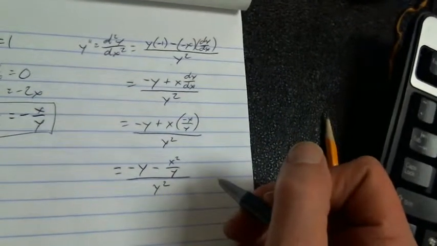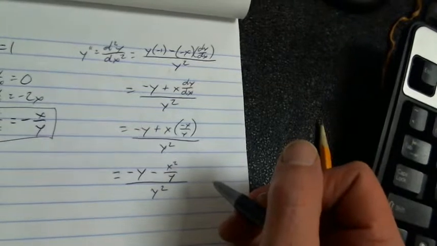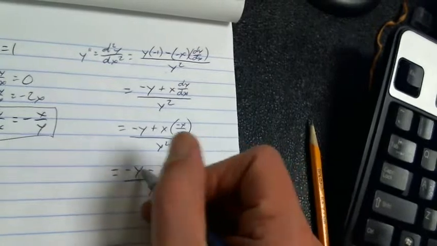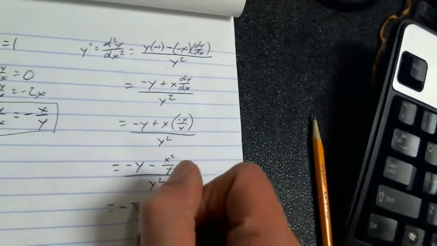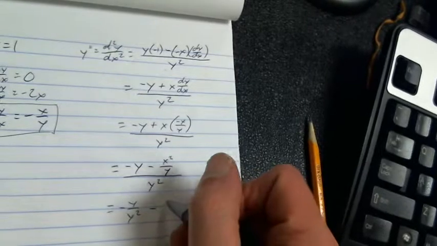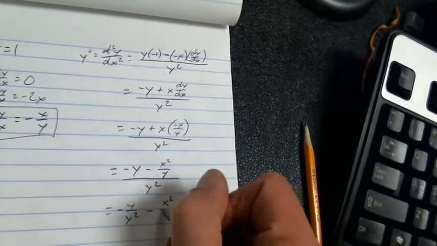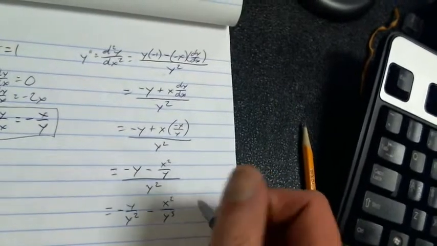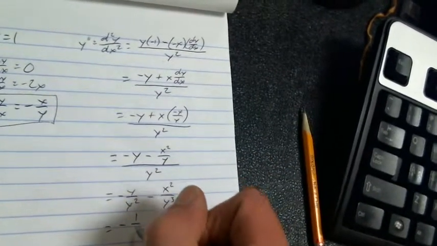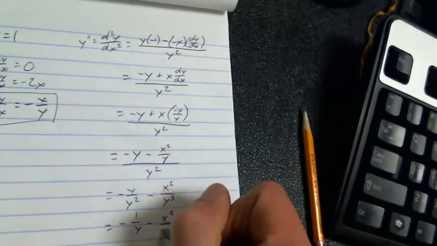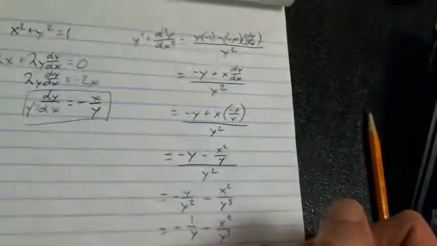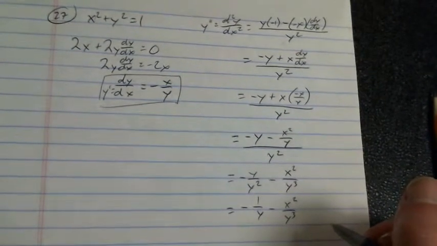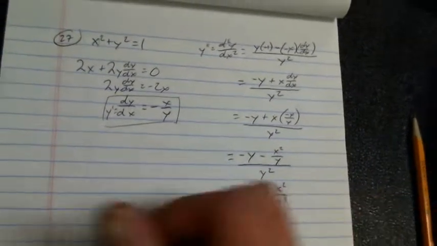An awful lot of y's running around here. Let's see, what can we do? Let's break this up. So it's negative y over y squared minus x squared over y cubed. And that'll be negative 1 over y minus x squared over y cubed. I think that's as clean as it'll get. Yeah, that'll do fine.